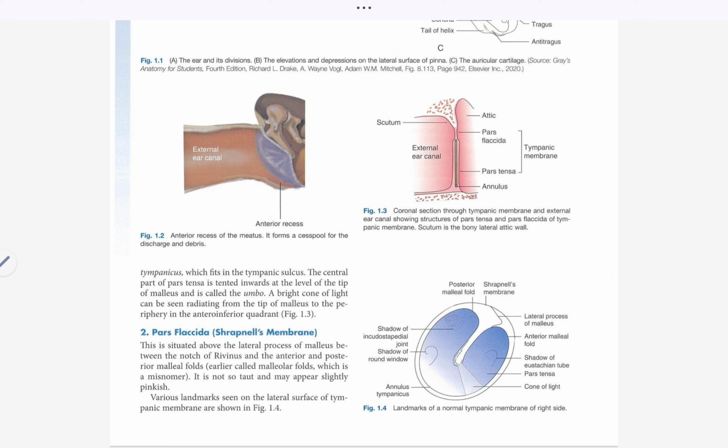Pars flaccida or Shrapnell's membrane. This is situated above the lateral process of the malleus, between the notch of Rivinus and the anterior and posterior malleal folds, also earlier called the malleolar folds, which is a misnomer. It is not so taut and may appear slightly pinkish. Various landmarks seen on the lateral surface of the tympanic membrane are shown in the figure.